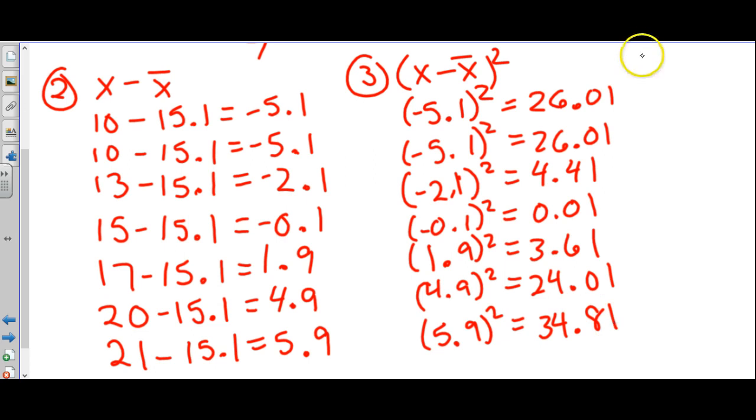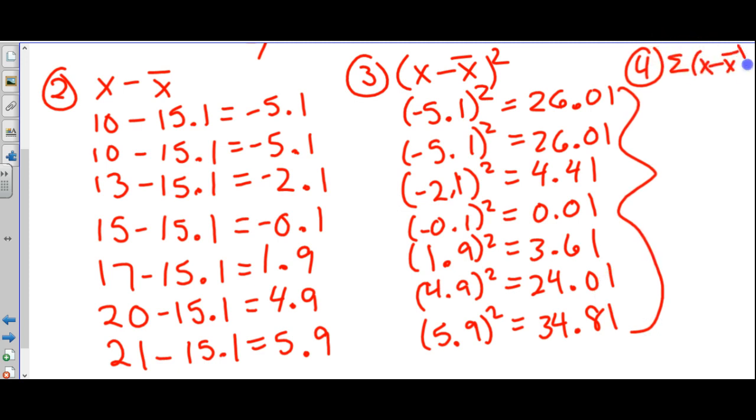So now the fourth step is to find the average of all these squared pieces. So we're adding them all together and dividing by the number of numbers. So if I add the 26.01 plus 26.01 plus 4.41 plus going down all the way to the bottom, all of them added together is 118.87.